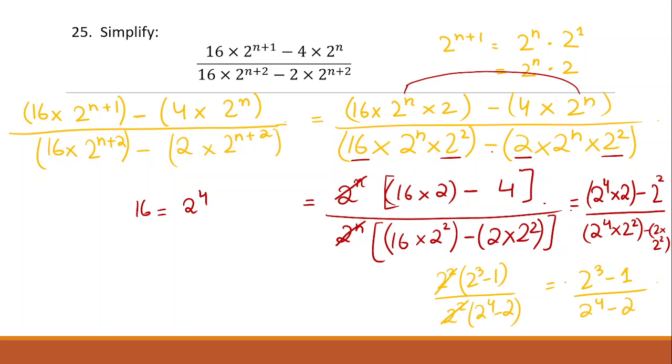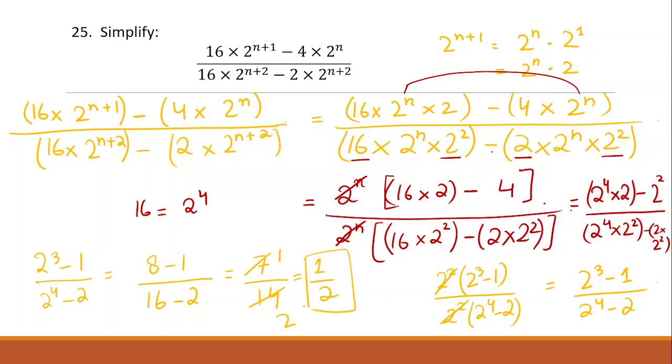Okay, you can simplify it. 2 to the power 3 is 8, minus 1, divided by 2 to the power 4 is 16, minus 2. So 8 minus 1 is 7. 16 minus 2 is 14. And 7 divided by 14 is 1 divided by 2, because 7 multiplied by 1 is 7 and 7 multiplied by 2 is 14. So 1/2 is the answer of this question.